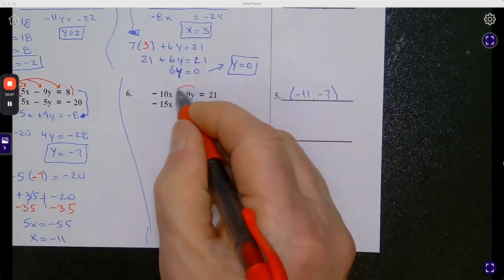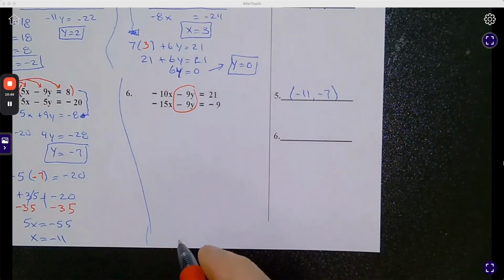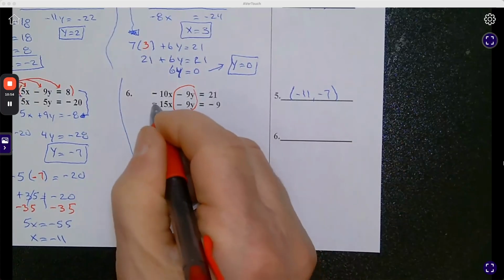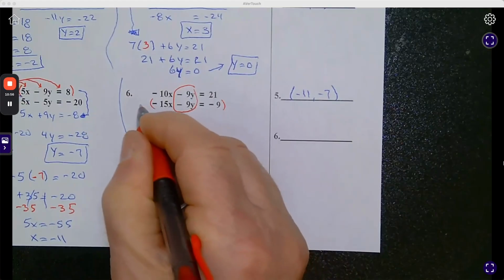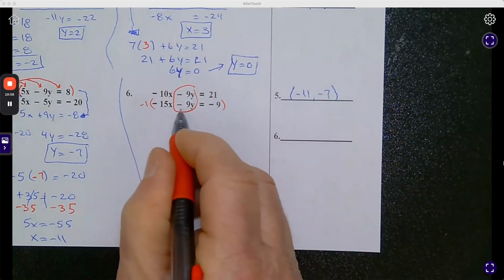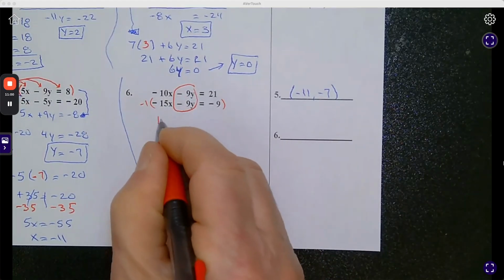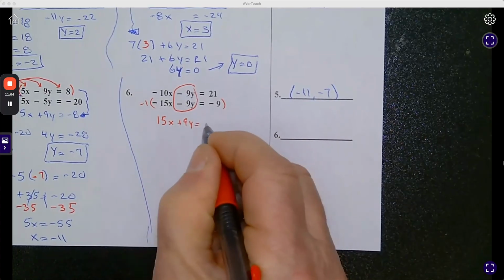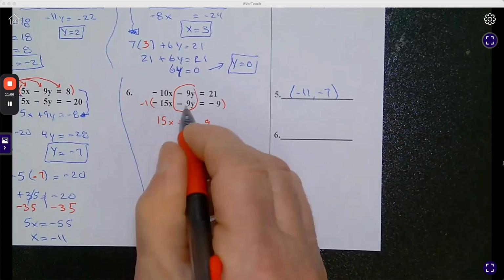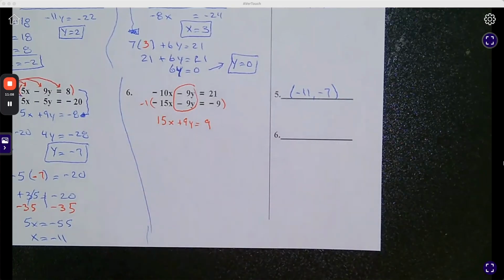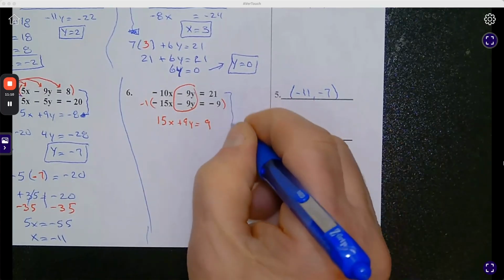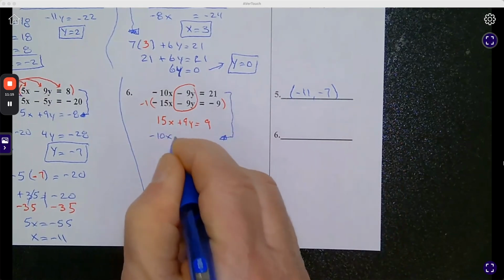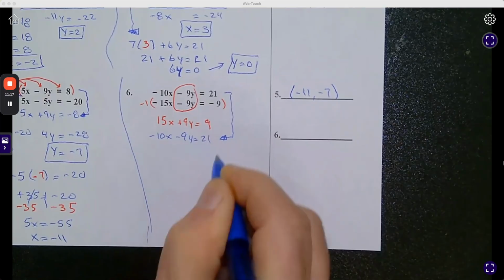Notice I don't have opposites in front of y's, but I got the same number. So I'm going to multiply either one by negative 1. I'm going to multiply the bottom equation by negative 1, because that'll give me a positive 9, which is the opposite of negative 9. So 15x plus 9y equals positive 9, because you got to multiply all three of those by negative 1. Bring down the other equation, and you get negative 10x minus 9y equals 21.